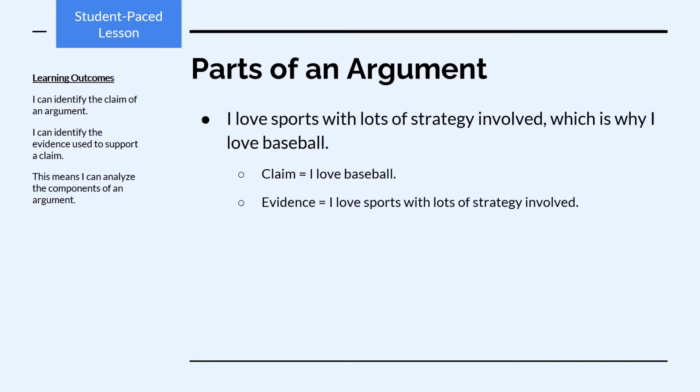Another example of an argument in this order would be this: I love sports with lots of strategy involved, which is why I love baseball. My claim is that I love baseball. It appears at the end of the sentence. My evidence supporting that claim is at the beginning of the sentence when I say I love sports with lots of strategy involved.